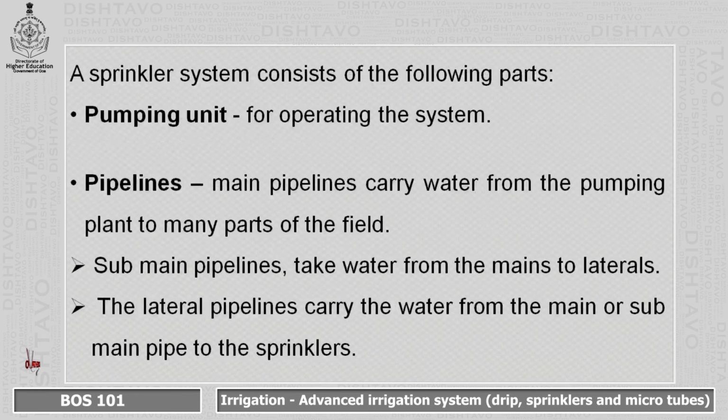A sprinkler system consists of the following parts. Pumping unit. This is used for operating the system. Pipelines. Main pipelines carry water from the pumping plant to many parts of the field. Sub-main pipelines take water from the mains to the laterals. The lateral pipelines carry the water from the mains or sub-main pipe to the sprinklers.